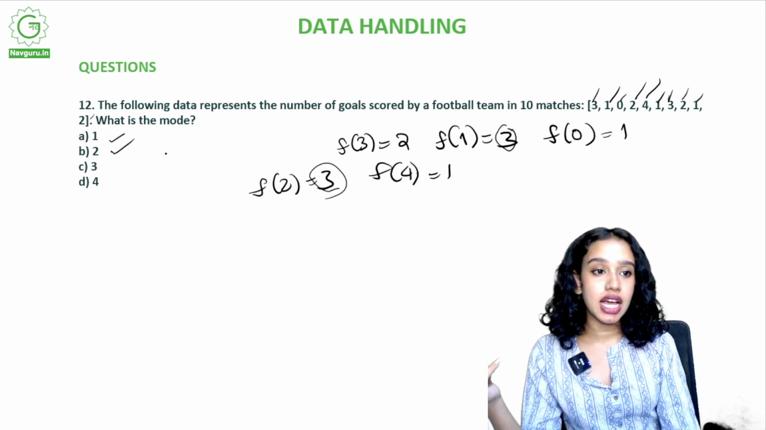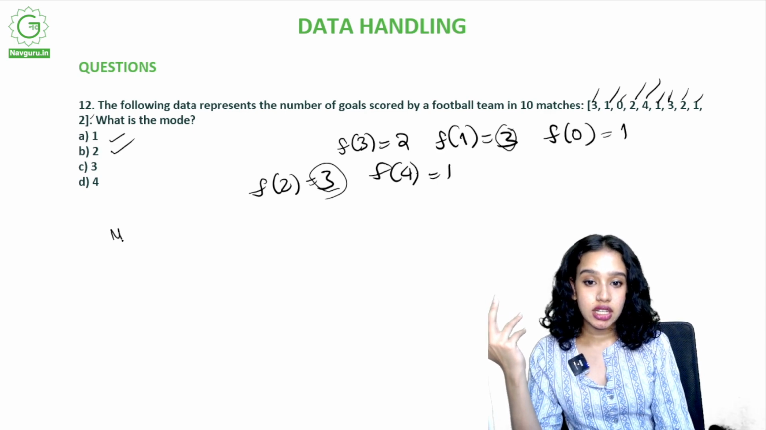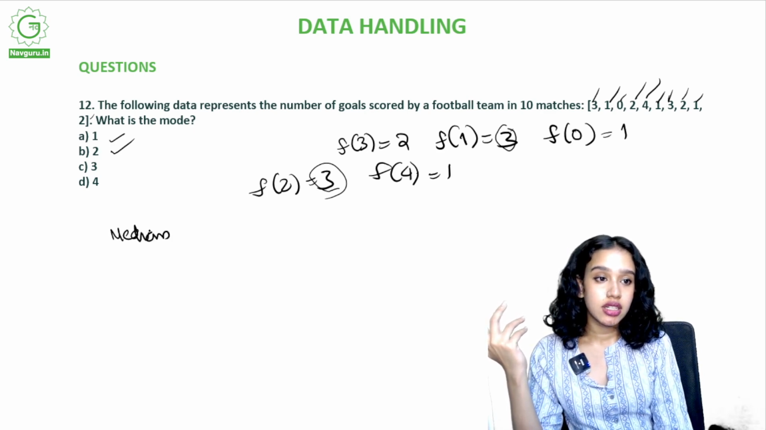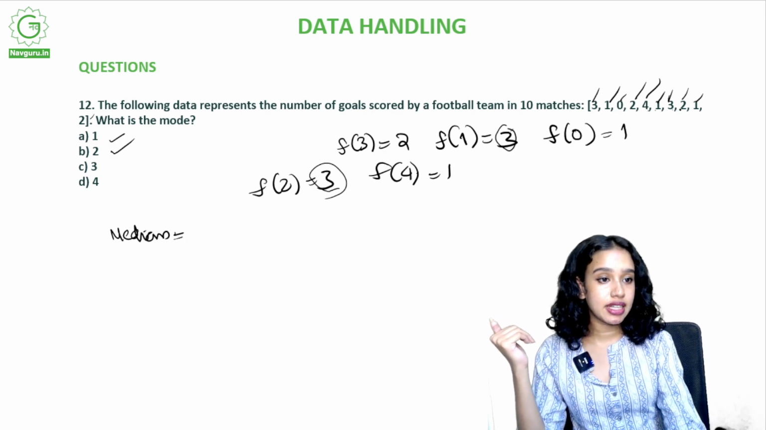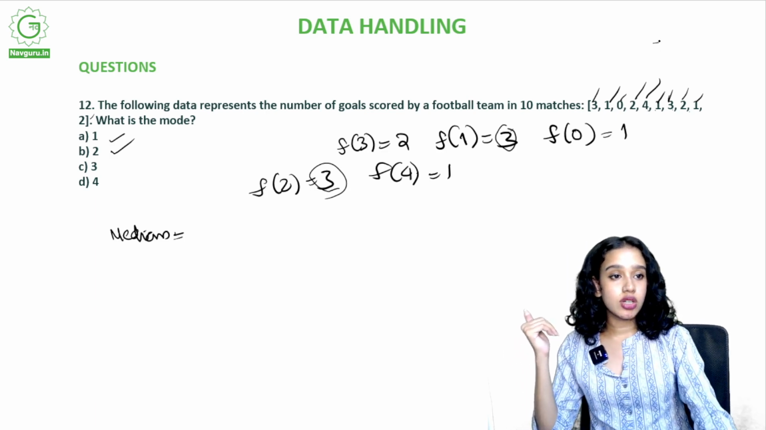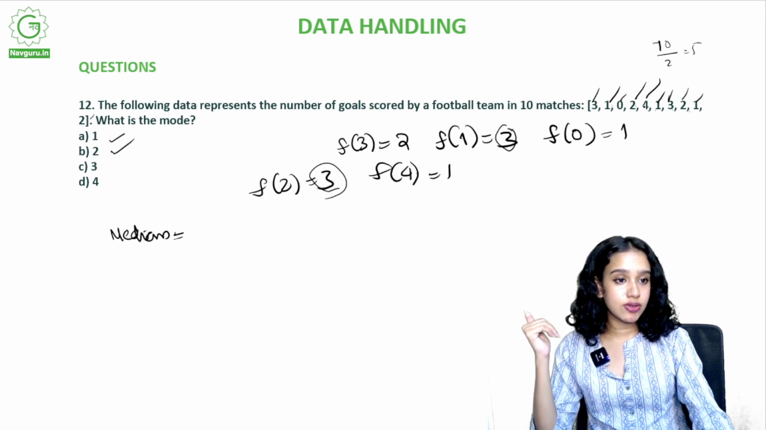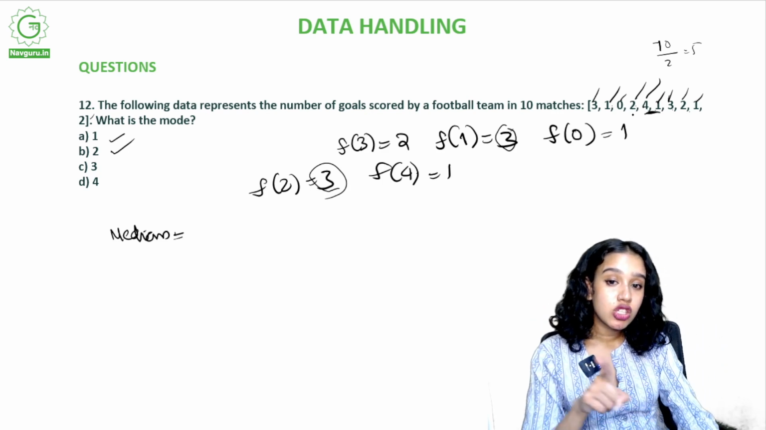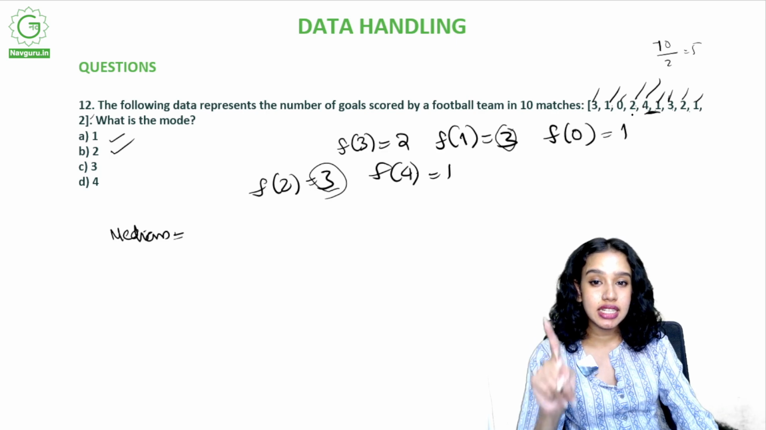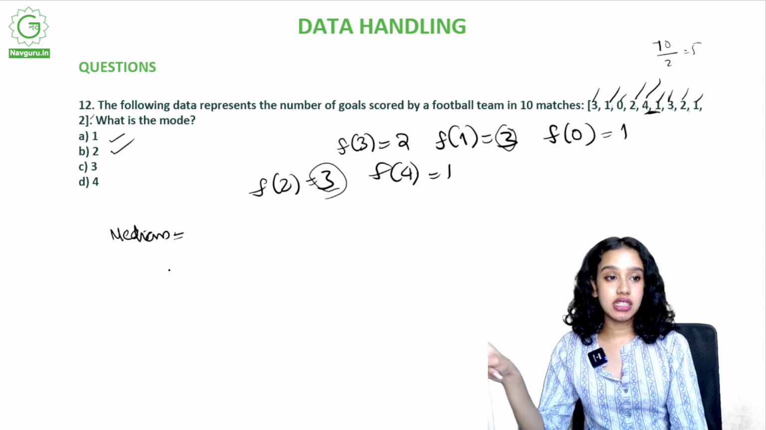Or otherwise we could actually find the median and mode, and we could try calculating it. So median is equal to 1, 2, 3, 4, 5, 6, 7, 8, 9, 10. So it would be 10 by 2 is 5. 10 is an even number, right? So 1, 2, 3, 4, 5. This should be in between these two numbers. But there is a catch here. Why? Because we should arrange it in ascending order to find the median like this, right?